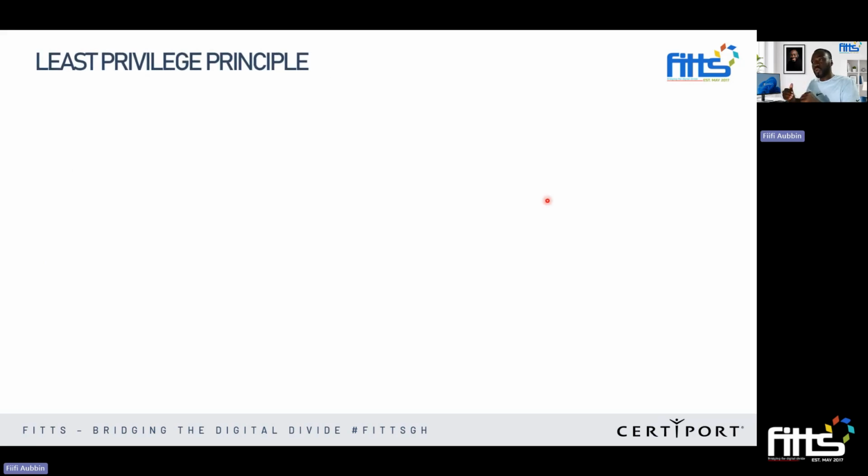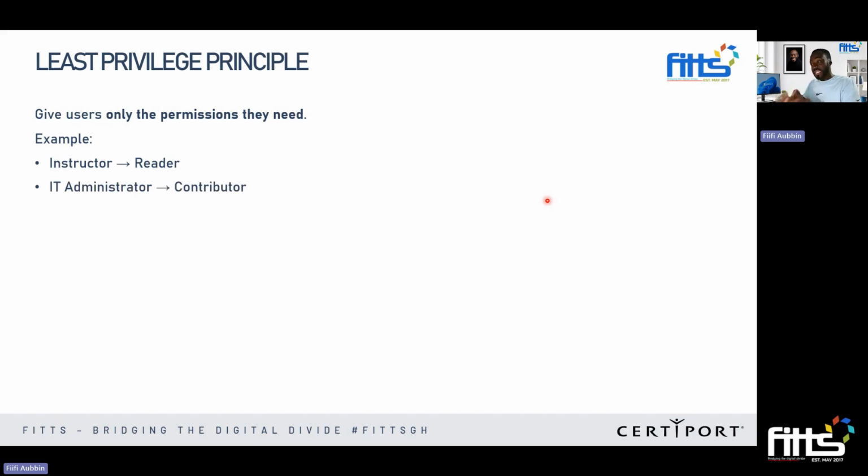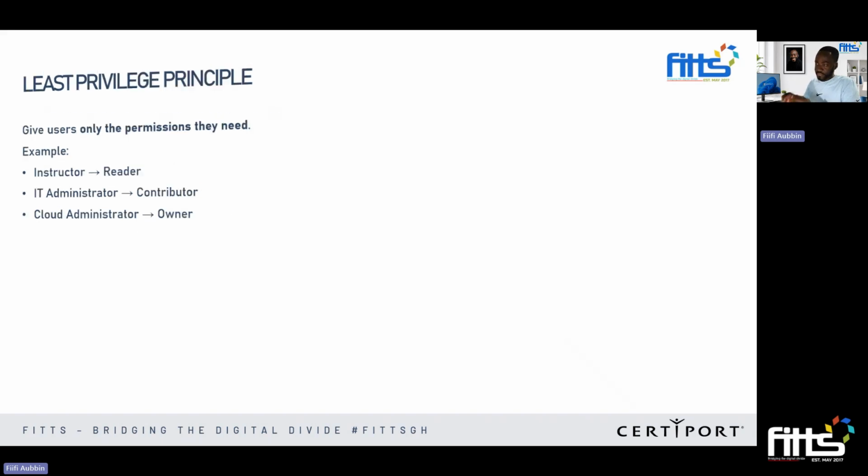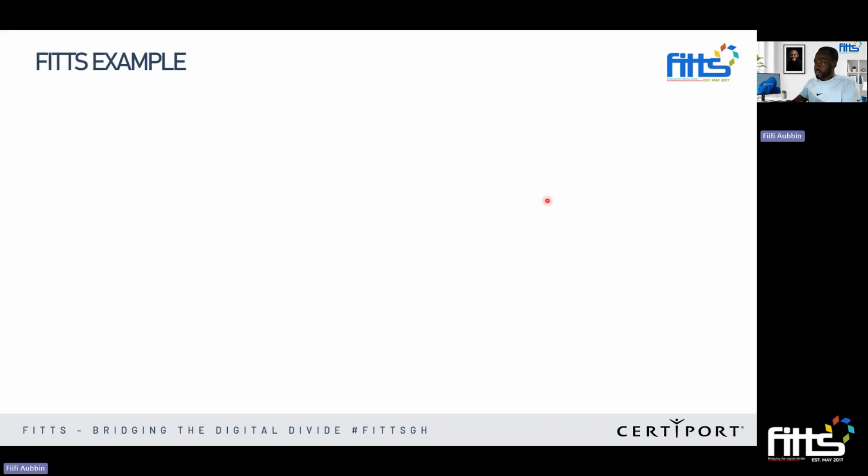And we have this principle of least privilege. We give users only the permissions they need, nothing more, nothing less. And that makes you efficient. So for example, instructor, yours is to read. IT administrator, yours is to contribute, and the cloud administrator, who is the owner, has full access. It's as simple as that. For example, the instructor with the reader role can view training resources, but cannot delete these resources.